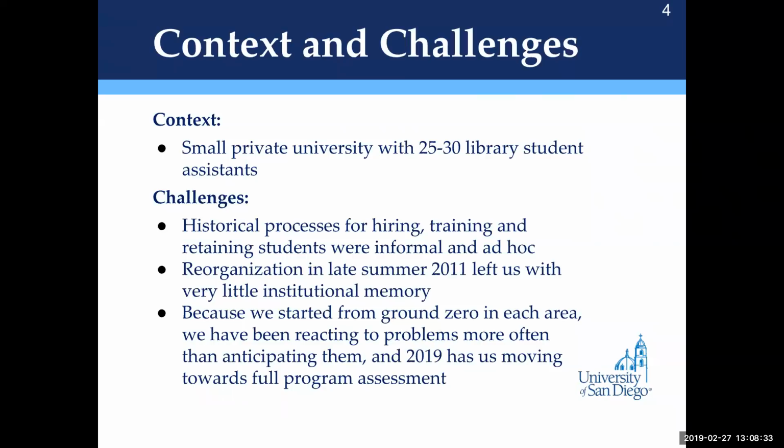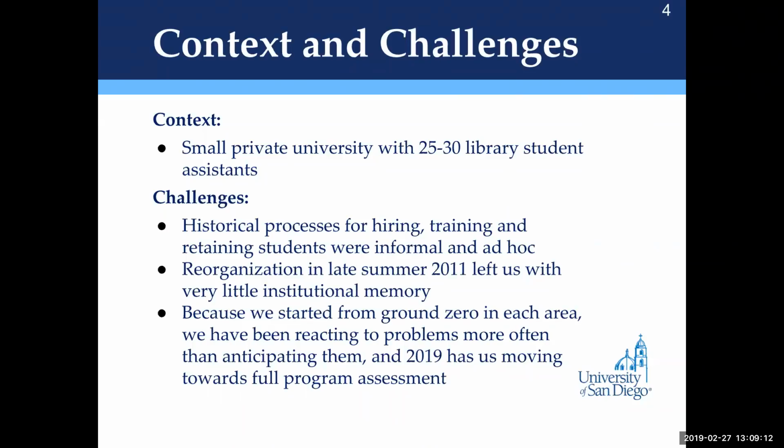Compounding that historical issue was that we had a major reorganization of the department in late summer of 2011, and that left us with almost no institutional memory. When we came in the late summer of 2011 and through the fall of 2011, it was literally a crisis. I mean, we had nothing to go on, virtually nothing to go on. So that's really what led us to create this really firm foundation and really got us looking at training in this more holistic way. And that's kind of where we started, right?